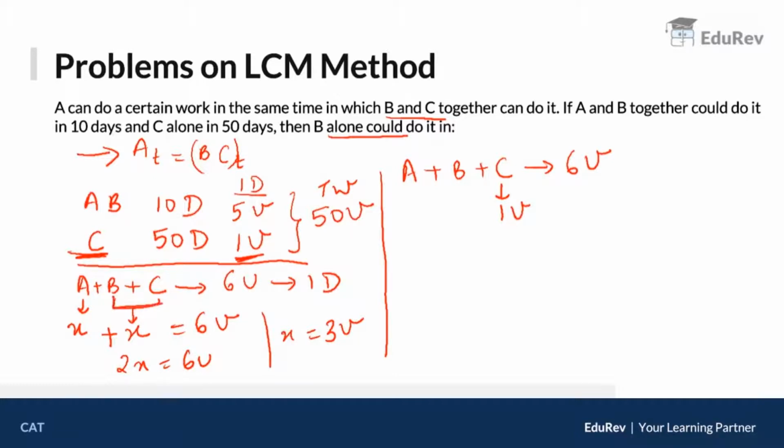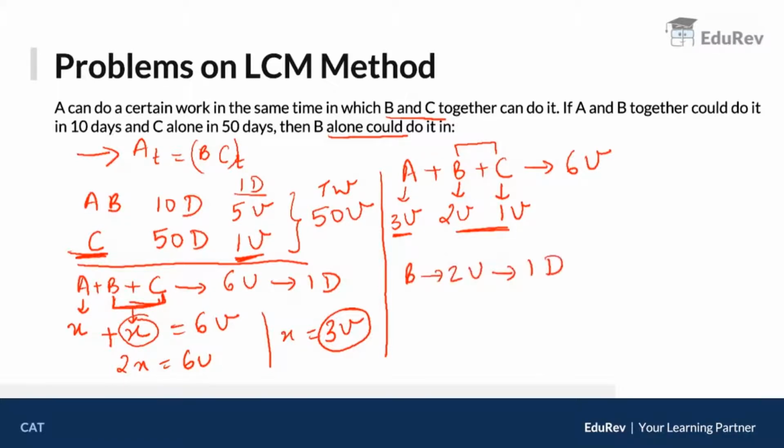But you know B plus C was X. Okay? B plus C was X. And what is the value of X? The value of X is 3 units. So if B plus C is 3, then B will be 2 units. And A is 3 units because this plus this gave you 6. Okay? Now the question is B alone takes how much time? B does 2 units in 1 day.